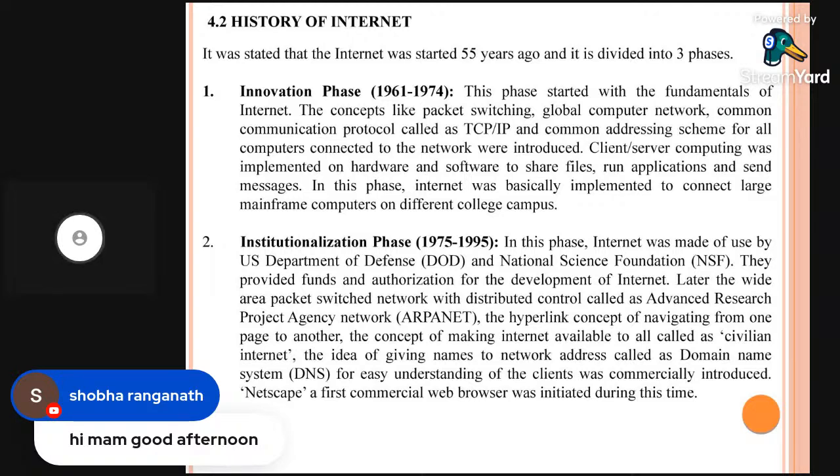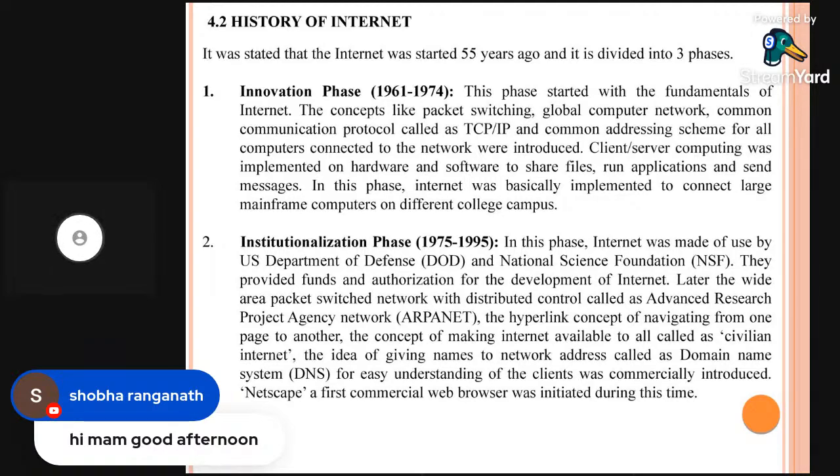The second one is the institutionalization phase. This is the time period from 1975 to 1995. In this phase, the internet was made use of by the US Department of Defense and the National Science Foundation. They provided funds and authorization for the development of the internet. Later, a wide area packet switched network with distributed control, called the Advanced Research Projects Agency network, the hyperlink concept, navigation from one page to another, and the concept of making the internet available to all. The concept of making the internet available to all is known as the civilian internet. That is what we are all using.